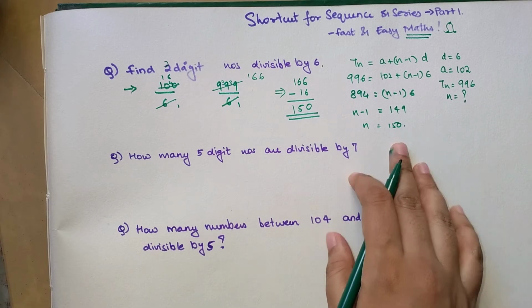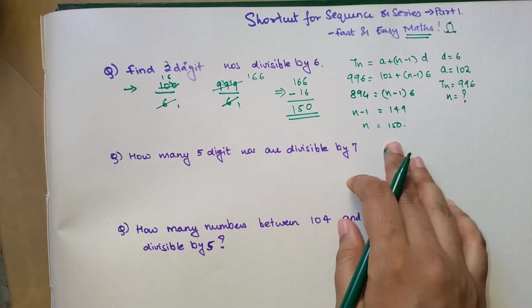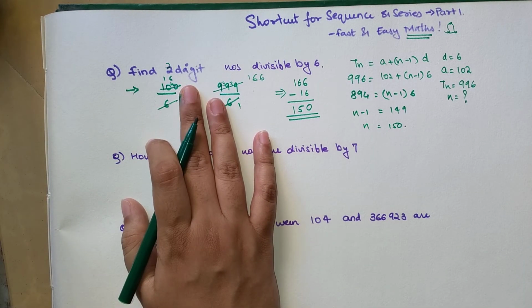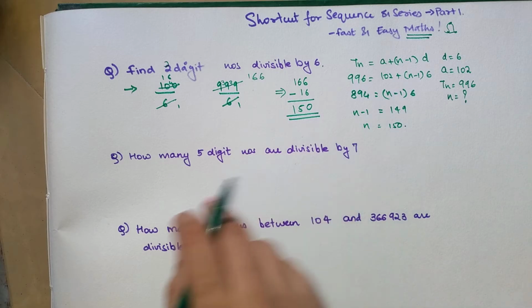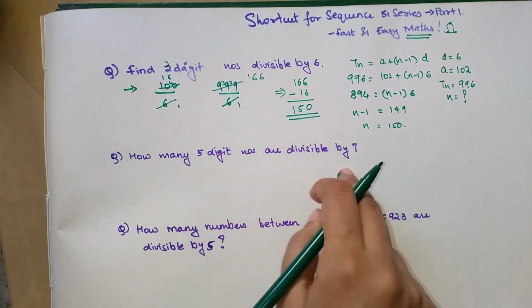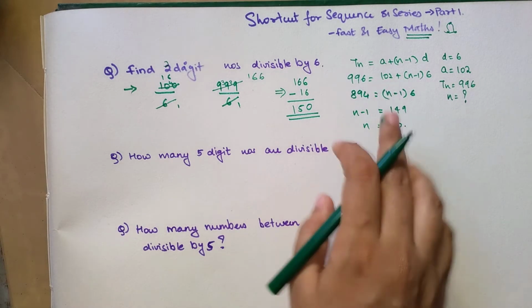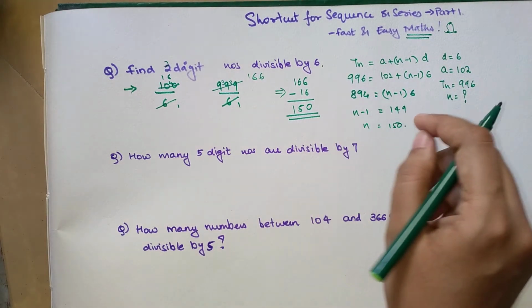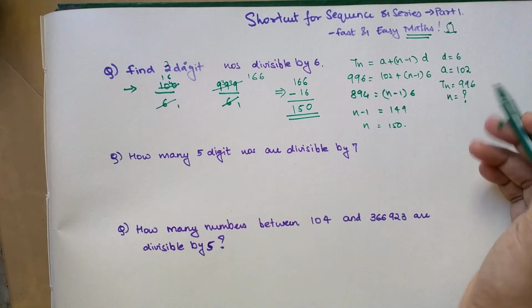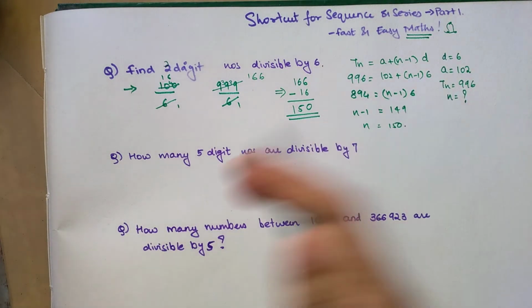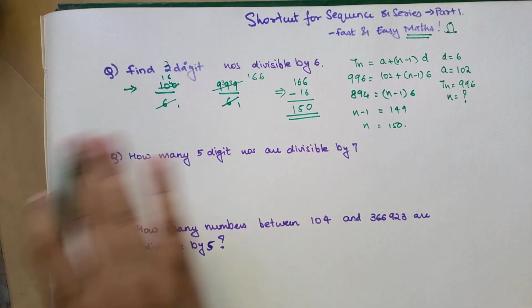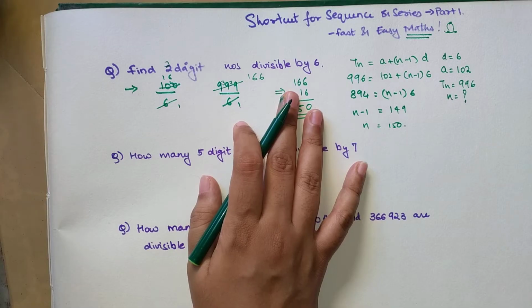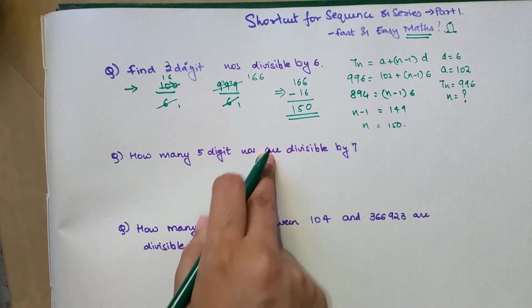Now students, this was okay because the number of digits was 3. What would have happened if you had to do the same for 5-digit numbers which are divisible by 7? Another issue in this particular method is that if you go wrong in calculating a or Tn, your entire answer goes wrong. But in this method, you don't have to worry about anything. All you have to do is just simple division, and whatever quotients you get, you just subtract them and you get your answer.